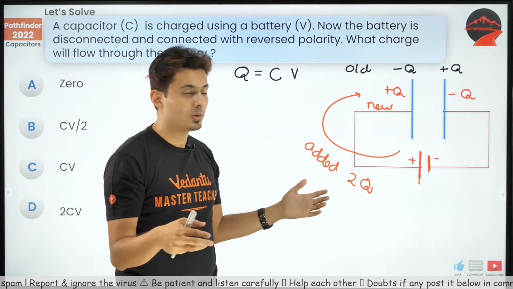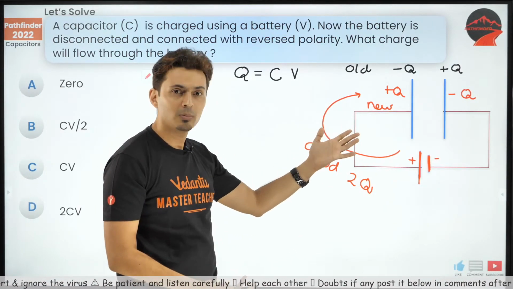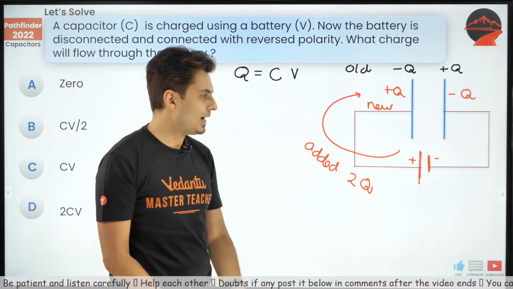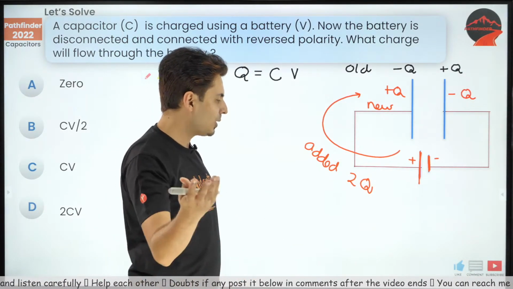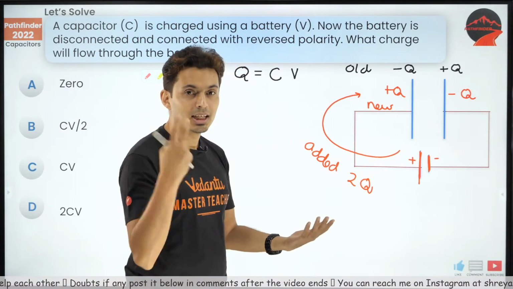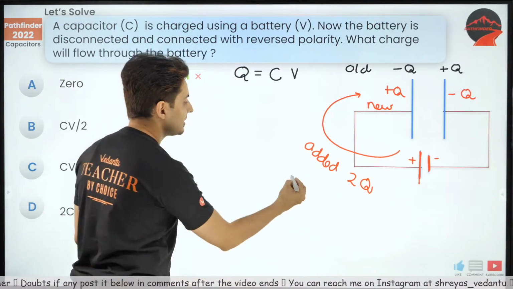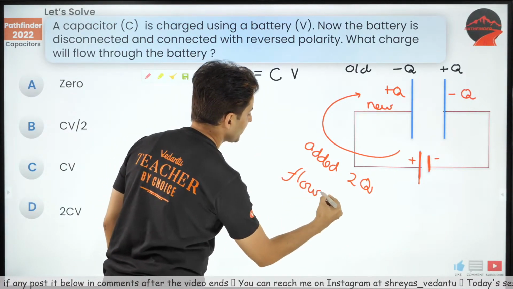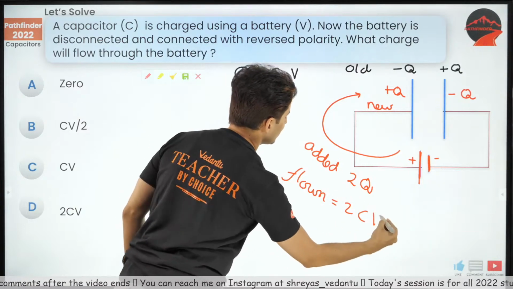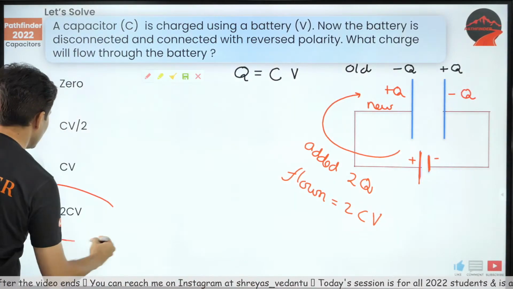It's not zero. A lot of you think, oh sir, minus Q plus Q, zero. No, signs. Come on. Basic maths, algebra. This is probably a 5th standard, 6th standard question. From minus Q to plus Q, what's the change? It's 2Q. So guys, the charge which has flown is 2Q, but Q itself is CV, so it is 2CV. So hence D is the answer.